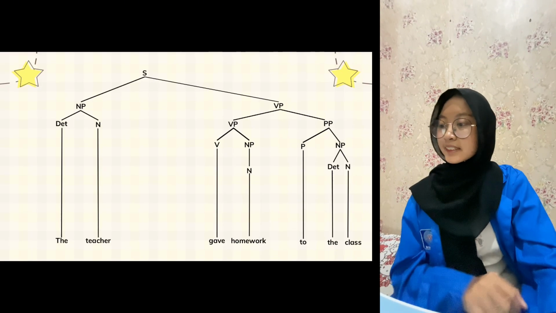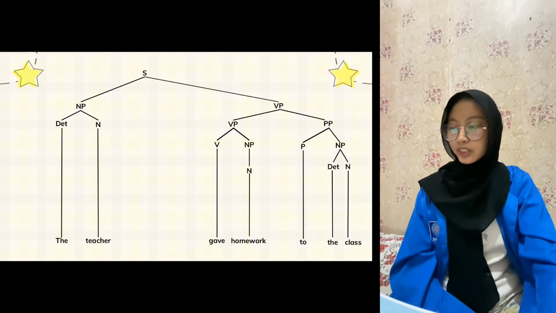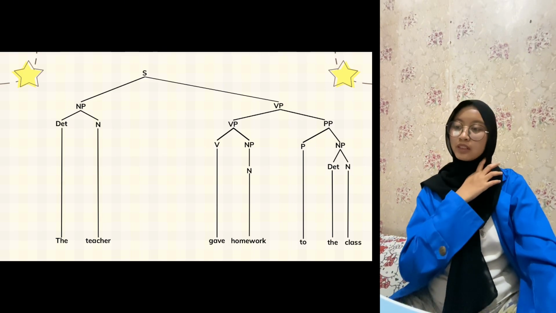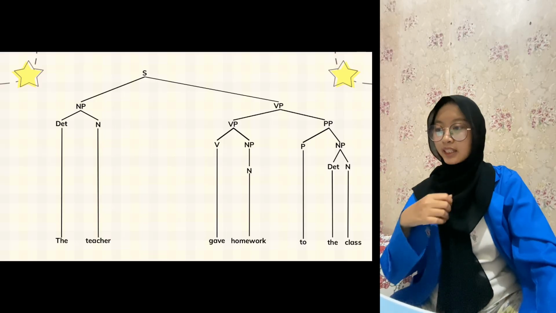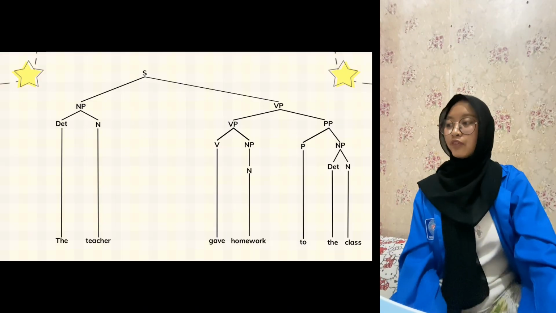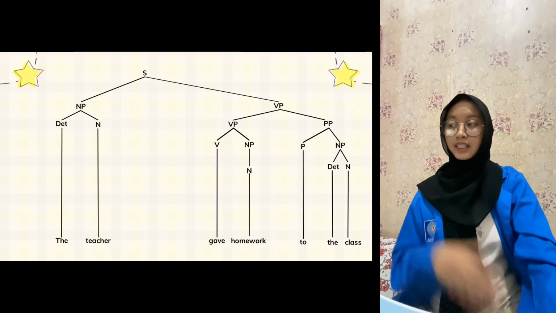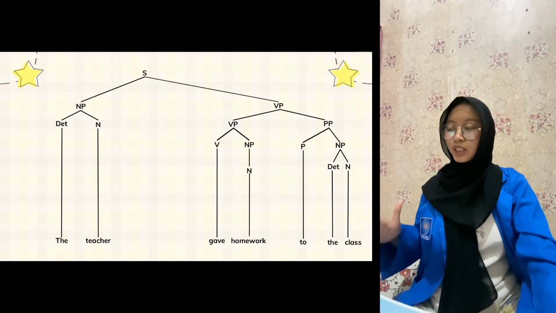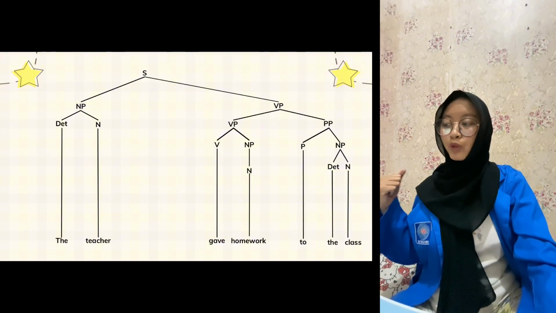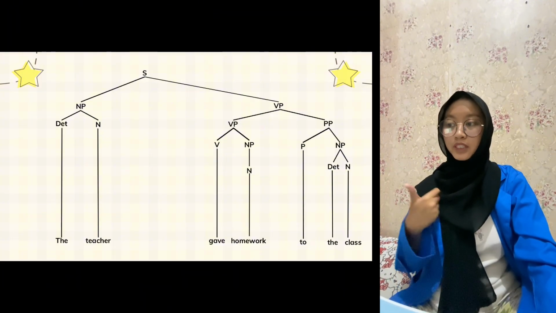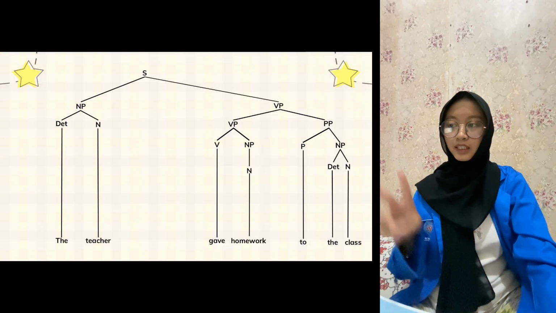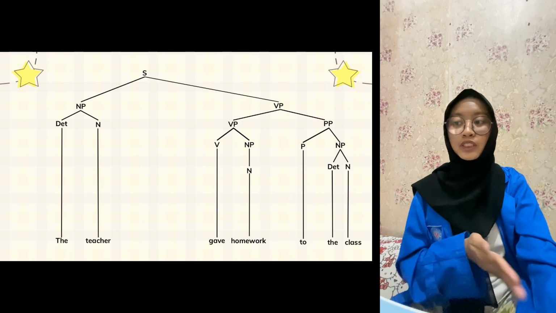Next is the sentence, the teacher gave homework to the class. It's pretty similar to the previous one, but there's a slight difference in the VP section. So the first step is the NP part. Inside it there is determiner and noun. For the determiner we have the word the, and for the noun, we have the word teacher. In the VP section, we divided it again into two, and inside it there is VP again and prepositional phrase.